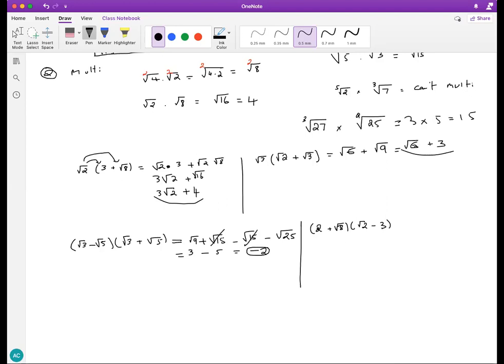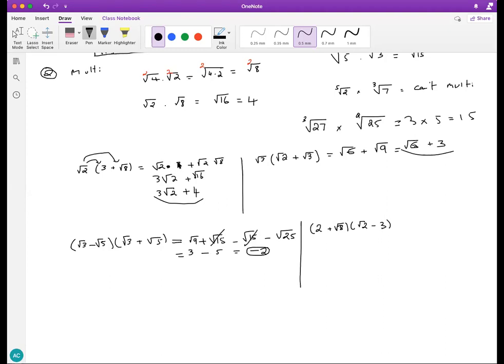So what is 2 times radical 2? It's not radical 4. This one does not have a radical. It's just 2 radical 2. Just like we did here, we have radical 2 times 3, so 3 radical 2. Just bring the number to the front.